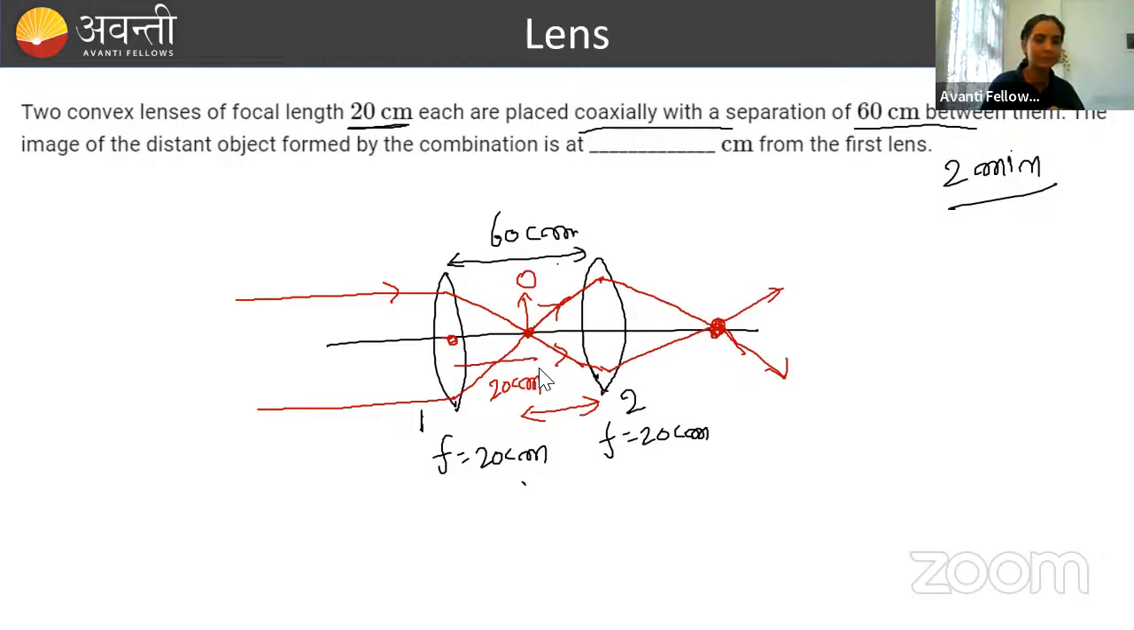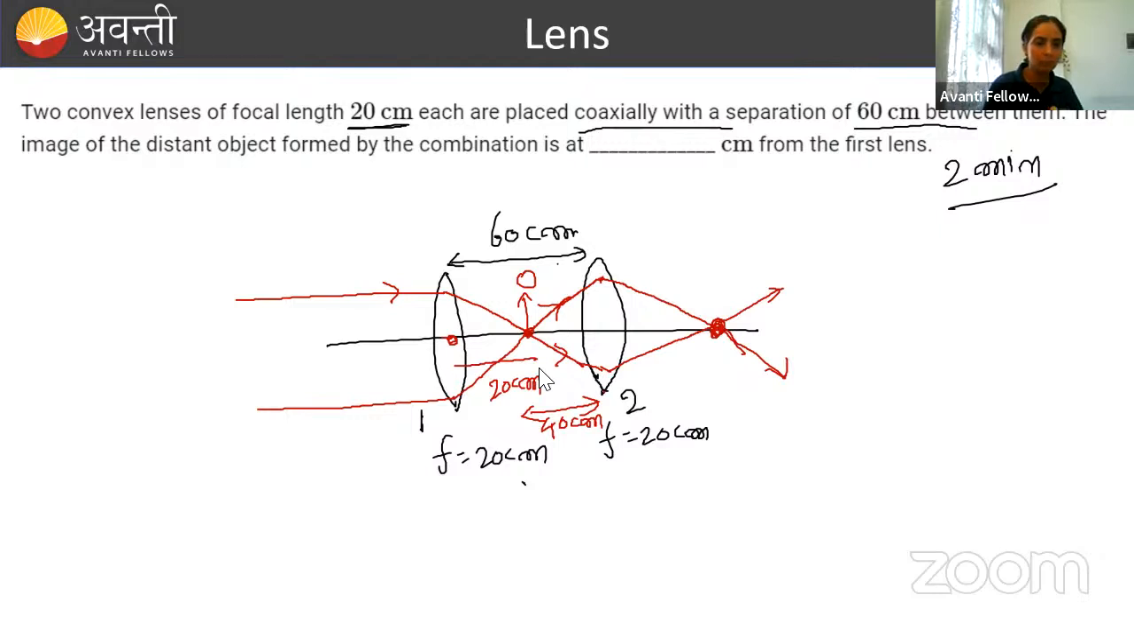Whole separation is 60 centimeter. This distance will be what? 40 centimeter, right? This distance is going to be what? 40 centimeter. So object distance for second lens is how much? 40 centimeter. Focal length is how much? 20 centimeter. Calculate image distance.